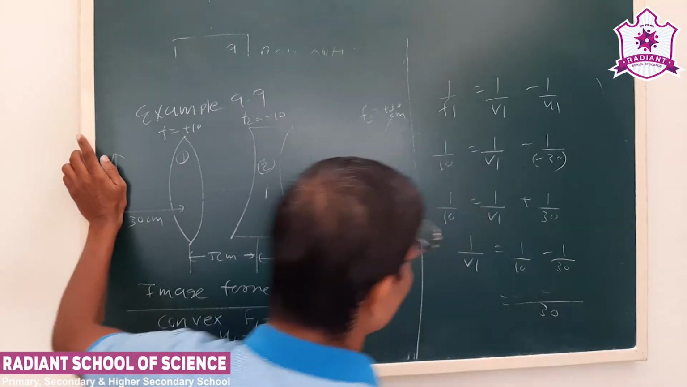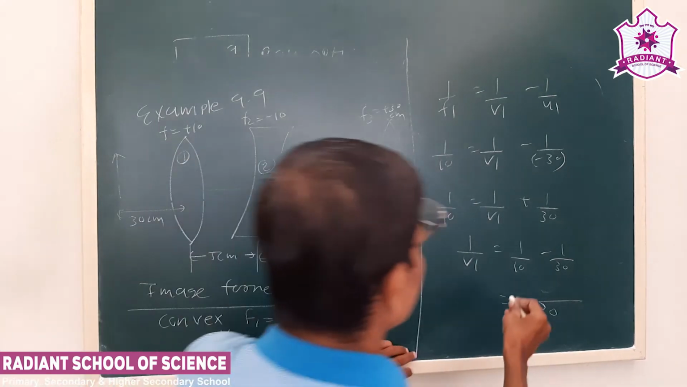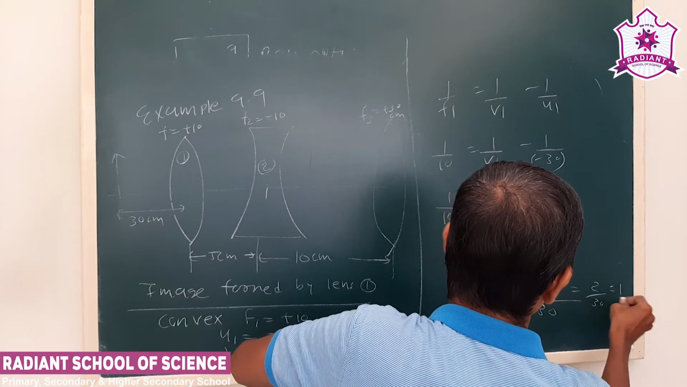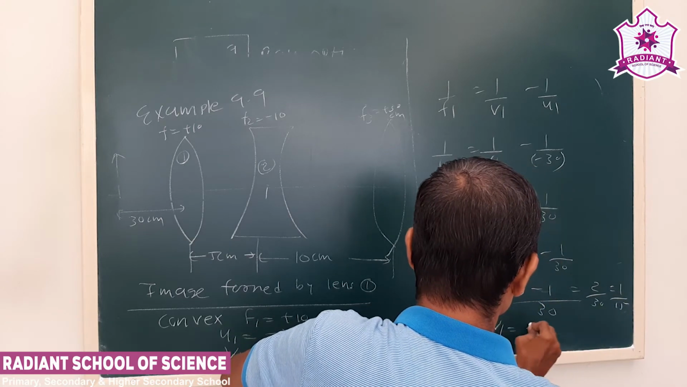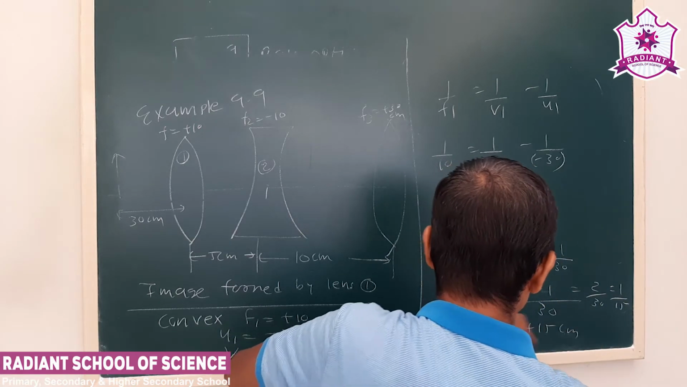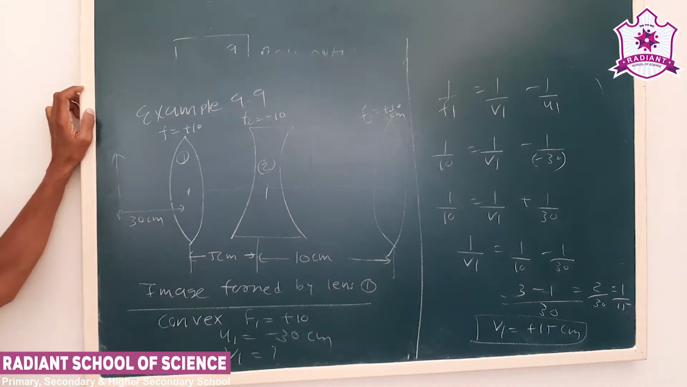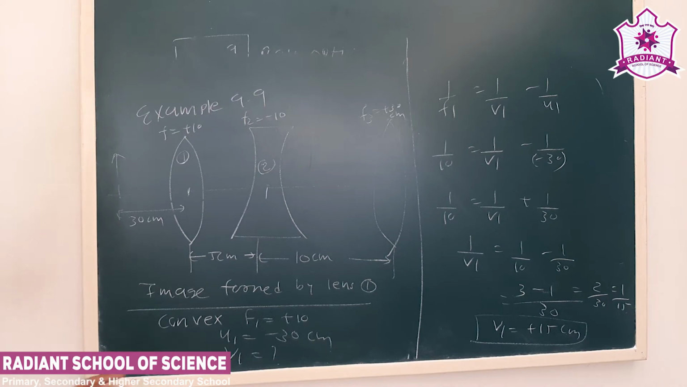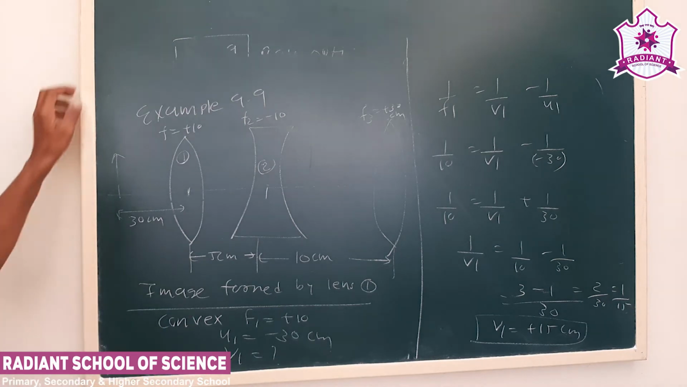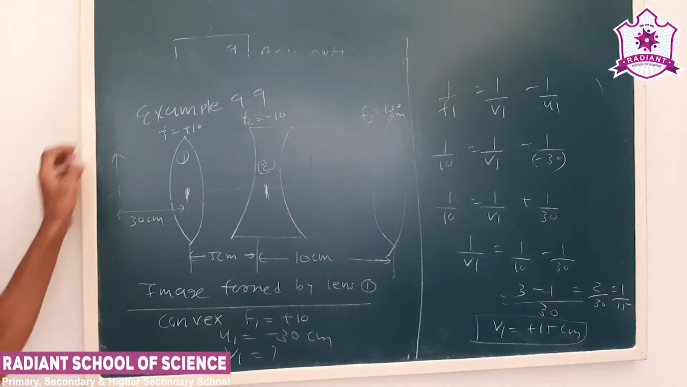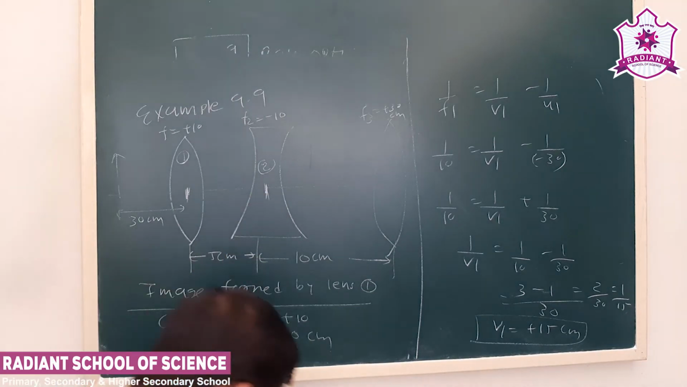Now see here, 30 will be the LCM. Okay, so it will be 3 minus 1. So what we can see, the image is formed at 15 centimeter from lens 1, the center of lens 1. Now next we have to calculate the image formed by lens 2.